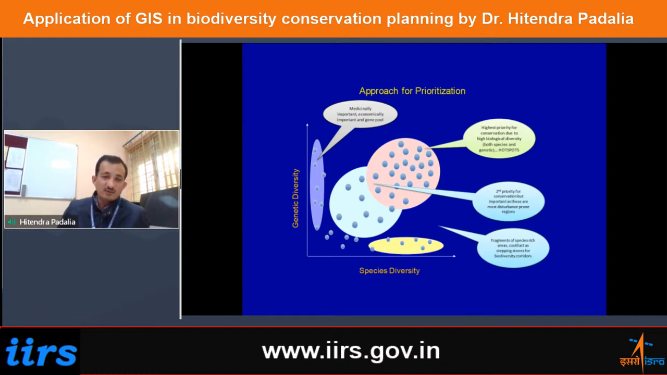So we always have a very multi-pronged approach for prioritizing certain things, because prioritization, as I said, is important for funding, for providing technical capacities to the managers, those who are on the ground working for conservation, and also for highlighting the importance of such areas to the masses.